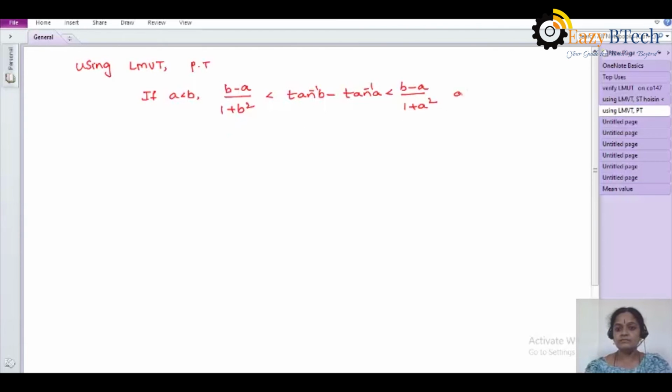And also prove that, first one, pi by 4 plus 3 by 25 < tan inverse 4 by 3 < pi by 4 plus 1 by 6. So it is a very important question for you.